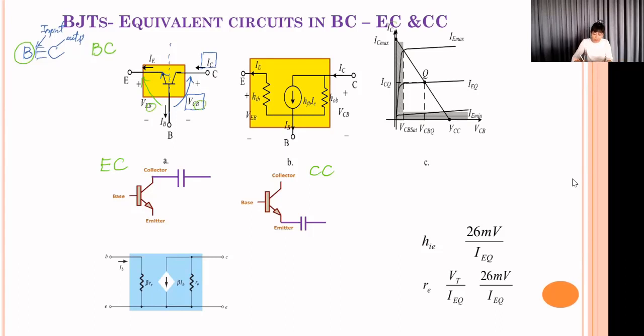For BC, we have the output volt-ampere characteristic. You should remember this and learn it by heart. Các em phải thuộc lòng cái điều này.